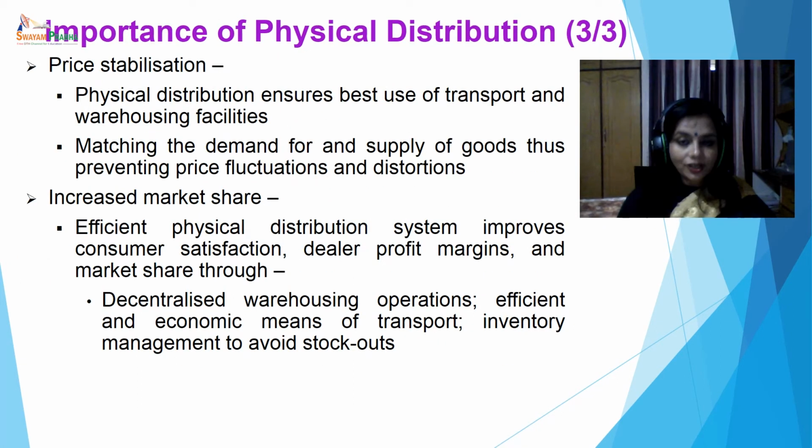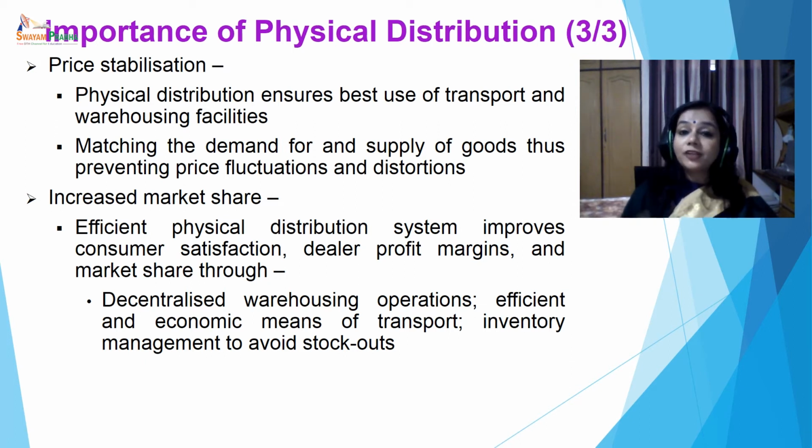Next importance is price stabilization. Physical distribution ensures best use of transport and warehousing facilities, matching the demand for and supply of goods, thus preventing price fluctuations and distortions. Another is increase market share. Efficient physical distribution system improves consumer satisfaction, dealer profit margins, and market share through decentralized warehousing operations, efficient and economic means of transport, inventory management to avoid stockouts. So these are the importance of physical distribution system.